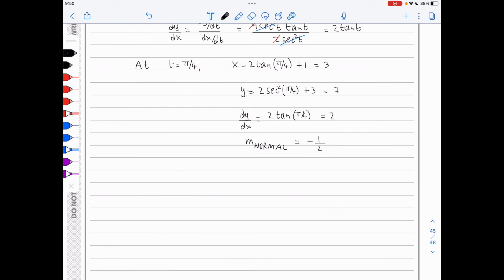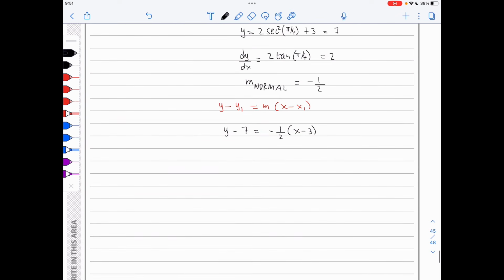So I have now reduced the problem to having the point and the gradient. So I will be using y minus y1 is m times x minus x1. So we've got that y minus 7 is minus a half brackets x minus 3. I will expand the right hand side to get y minus 7 is minus a half x plus 3 over 2. So y is minus a half x plus 17 over 2 as required.